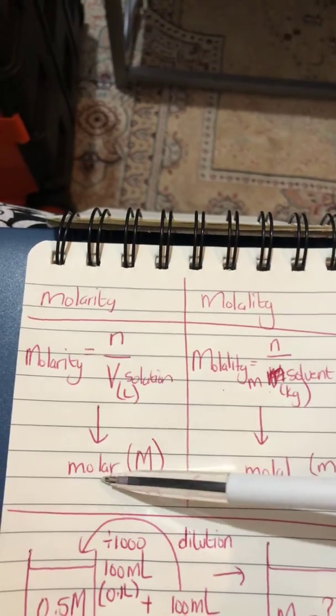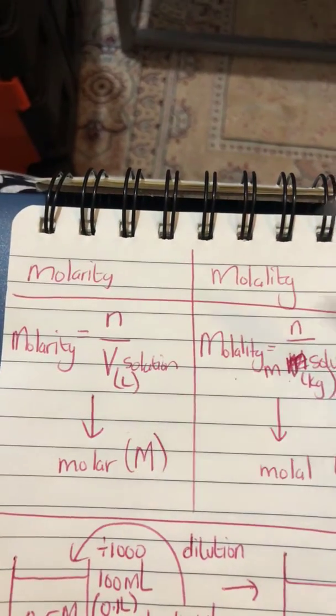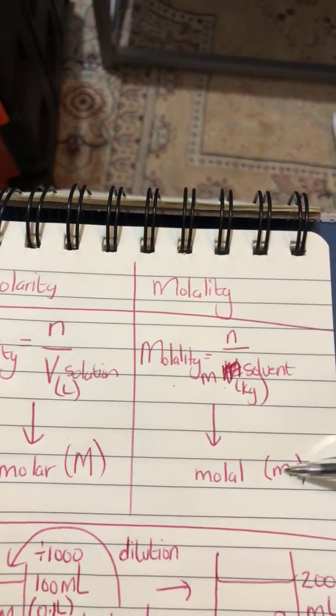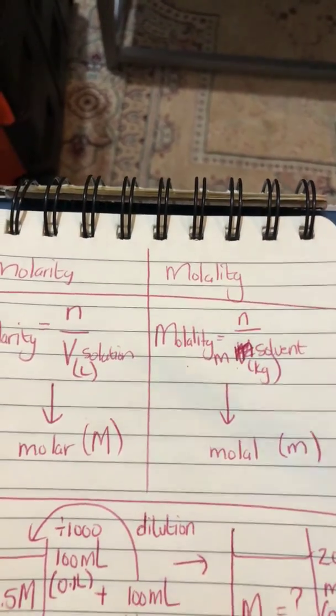Molarity, you measure it in a unit called molar, and we use a capital M for that. Molality, we measure in molal, and the symbol for it is a small letter m.